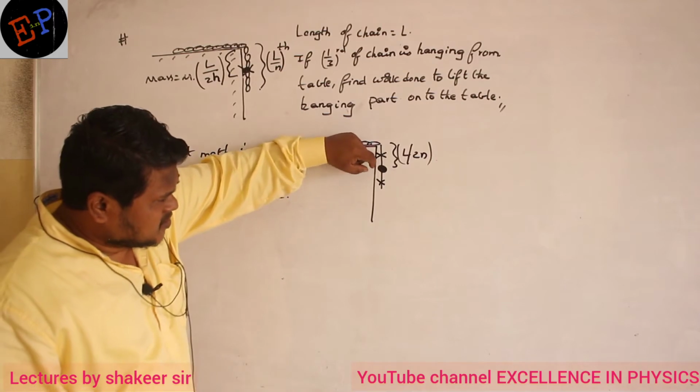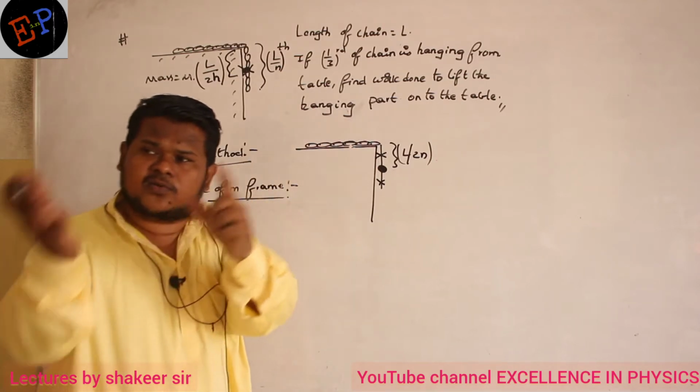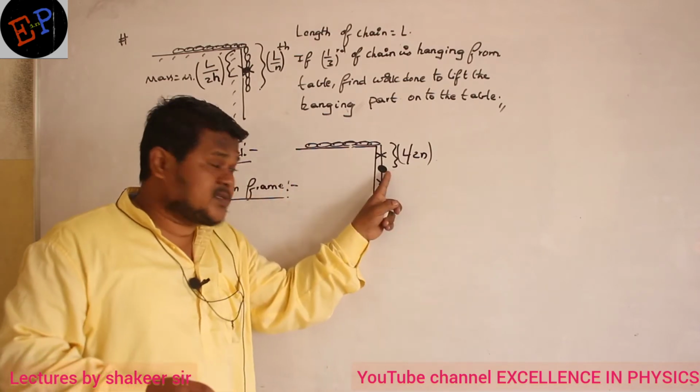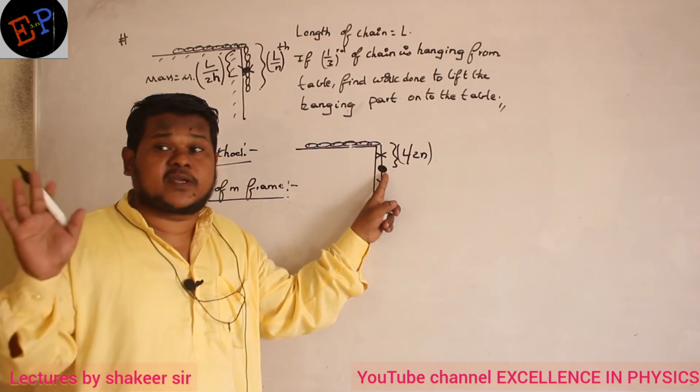Now if I apply force on this mass and pull this center of mass onto the table, then automatically the total chain will come onto the table. Are you able to understand? Because this is a point mass, I need to apply constant force. No? Here there is no concept of variable force.